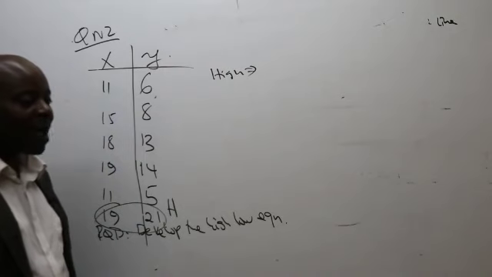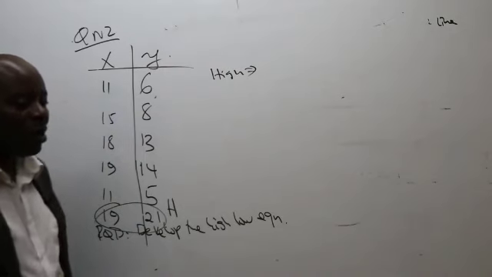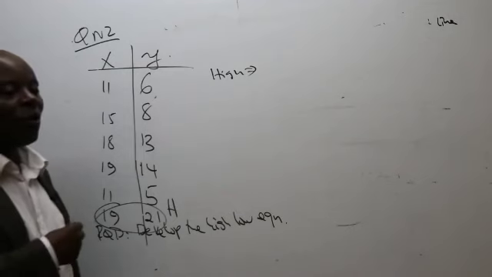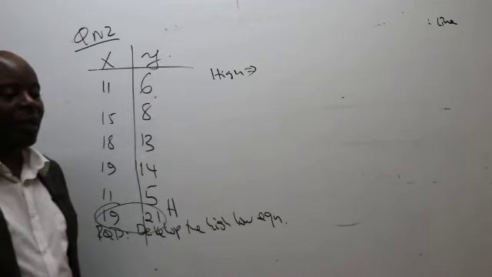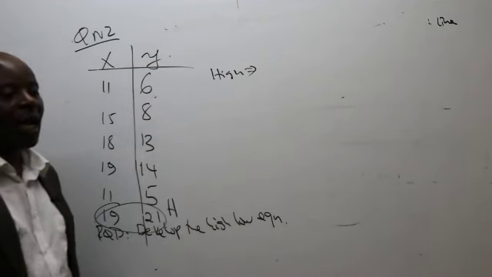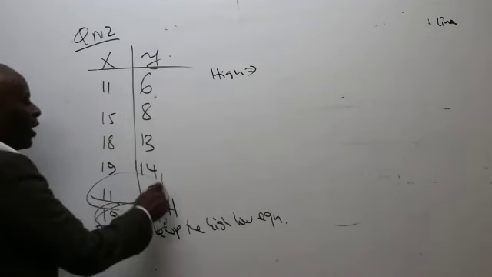Catherine, hapana, kumbuka hapa ni lowest. So kama ni lowest, inakuwa lowest of the lowest. So it should be 11 with what here? A 5. 11 with a 5, thank you very much. 11 with a 5, like that.